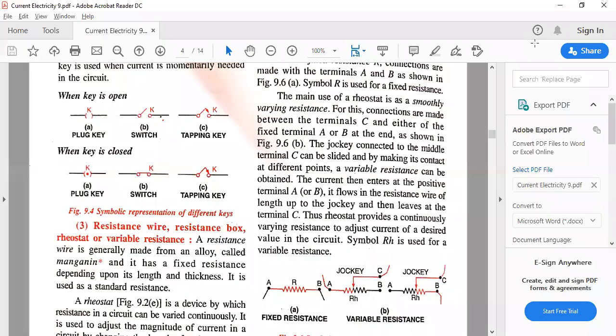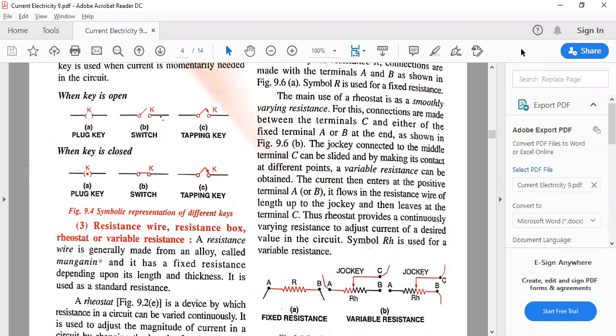Positive ions, they are acting as an obstacle. Resistance is the obstacle offered by the conductor, so it is the obstacle offered by the positive ions to the flow of current. Basically, it is not allowing the current to flow properly. We'll be studying resistance in the next part. Let's understand the box.